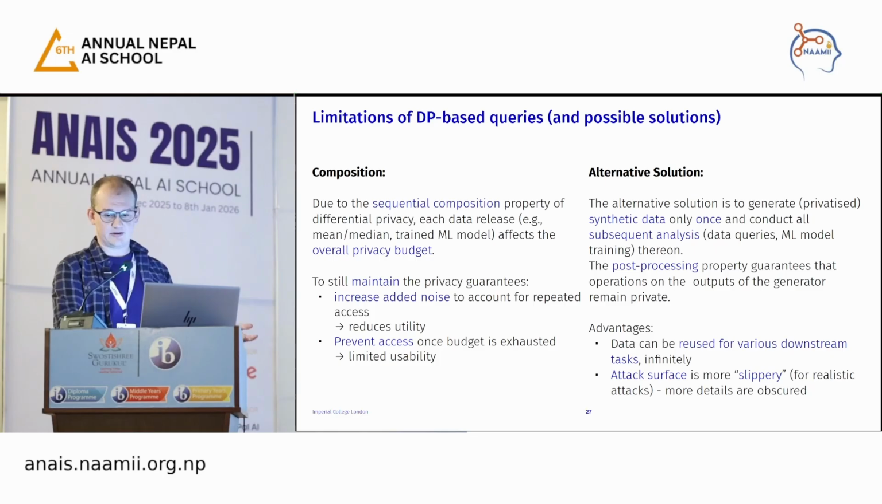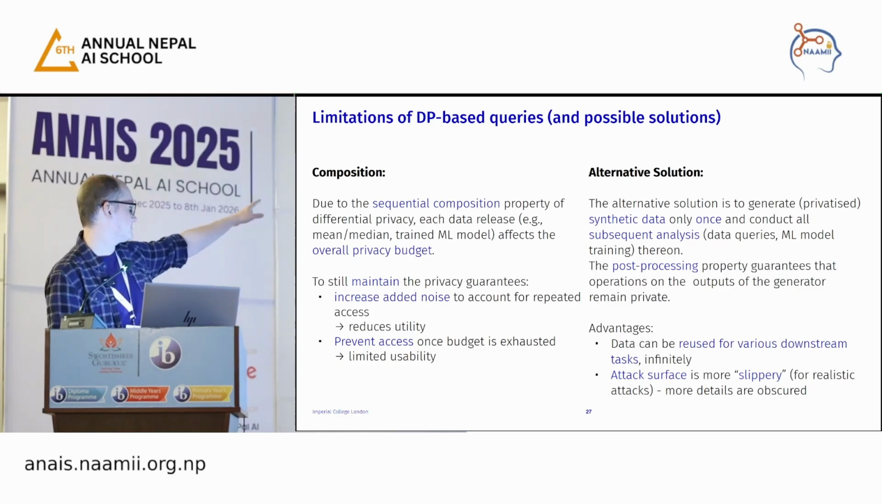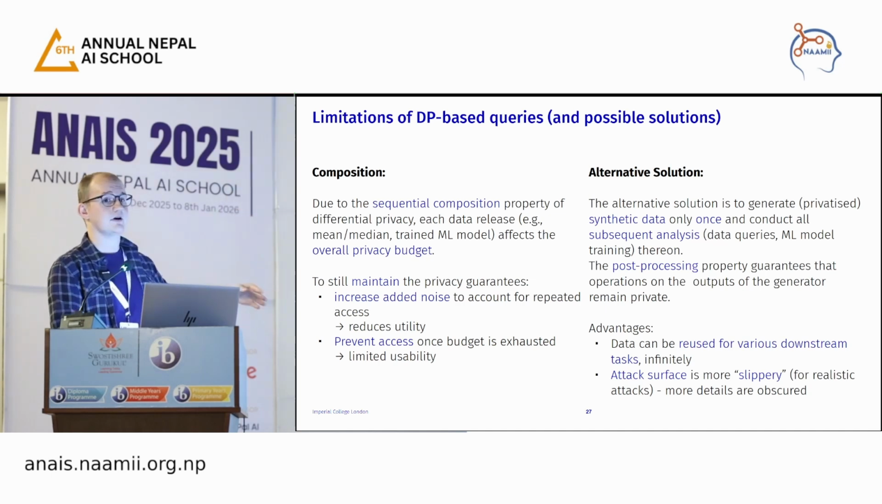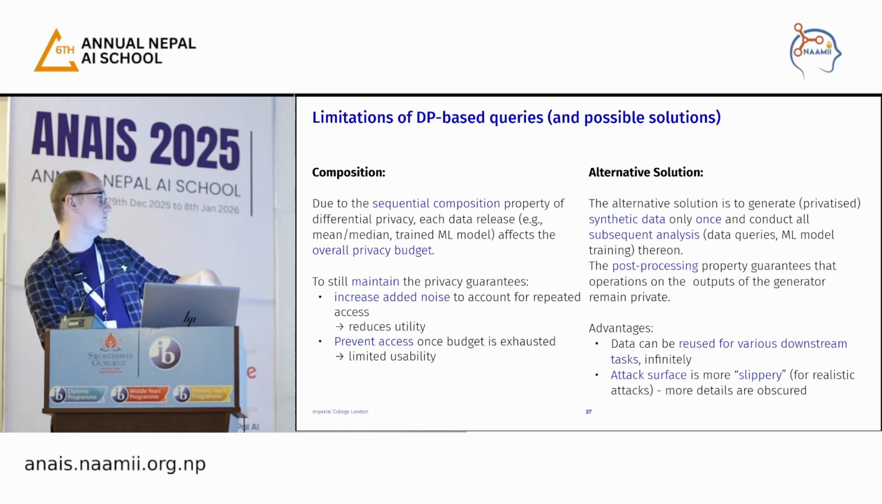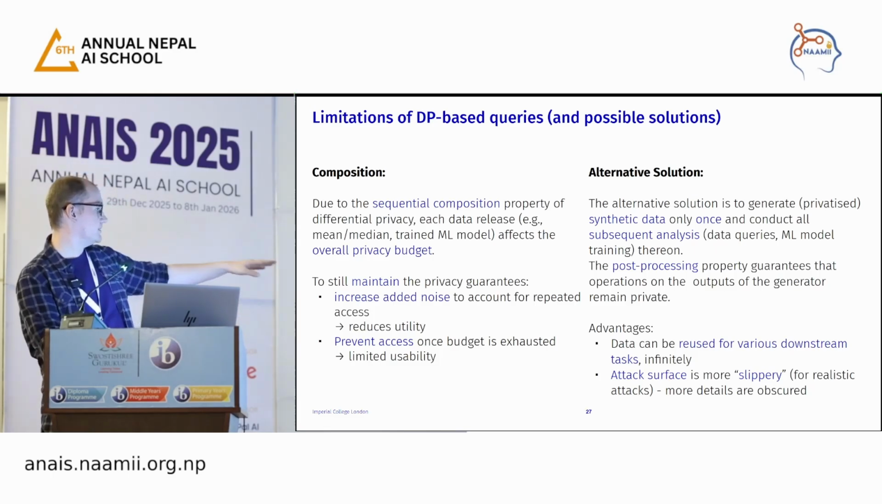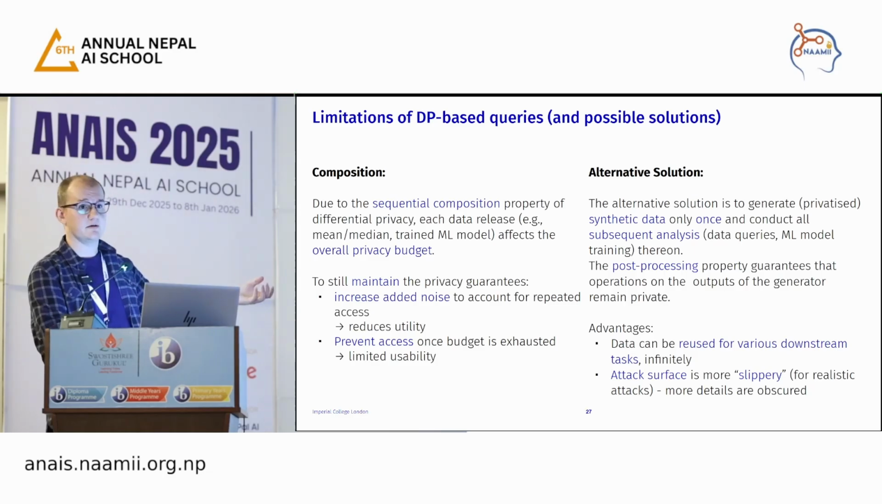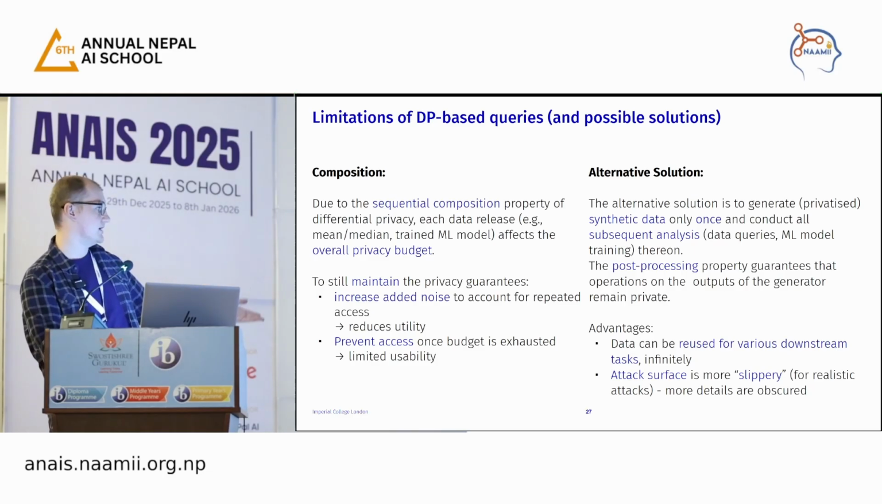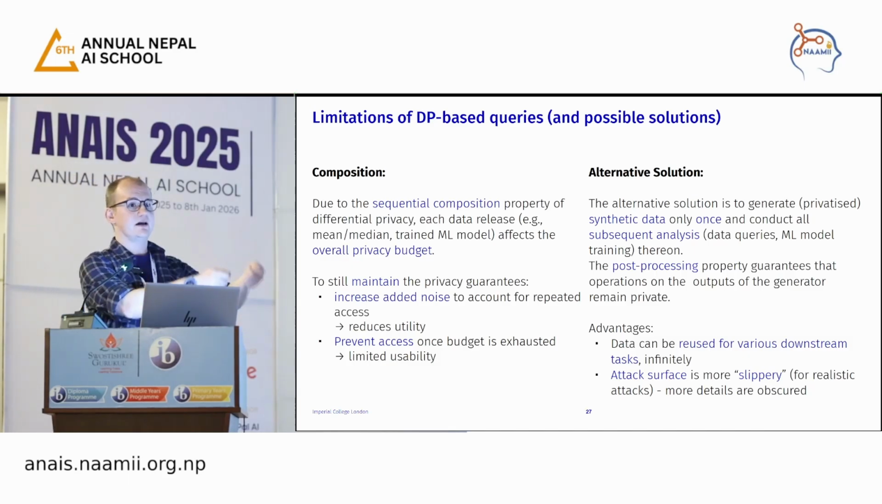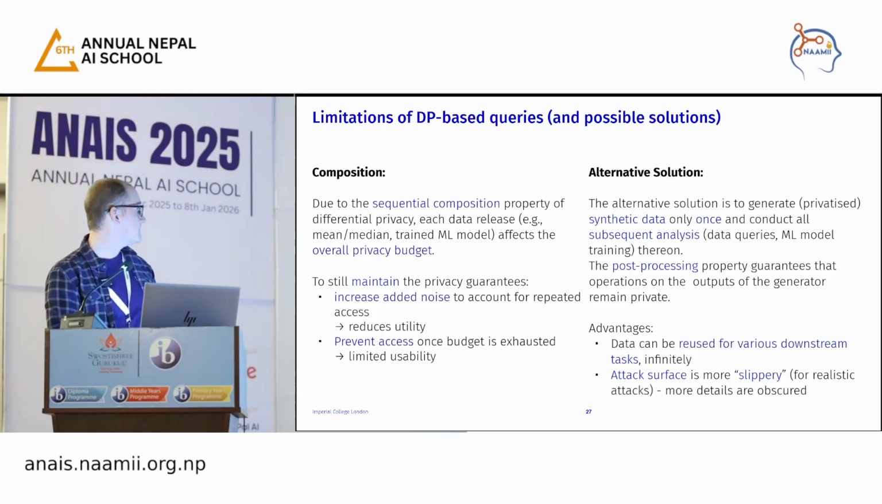And no matter what you do with that, you're not bounded by exhausting the privacy budget due to composition, right? You're performing your analysis and operations on already differentially private data, which is what I have just said. In addition to that, your attack surface, if you don't share the model that generated the data, is a little bit more slippery. For realistic attacks, you have more details that can be obscured if you just provide a view of the data and not the model that generated the data. So you don't have access to the model weights, for example, right?